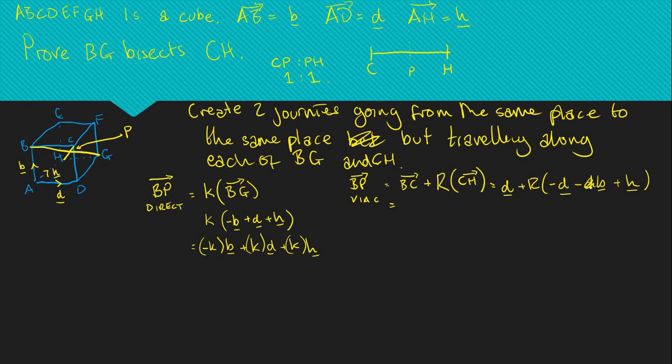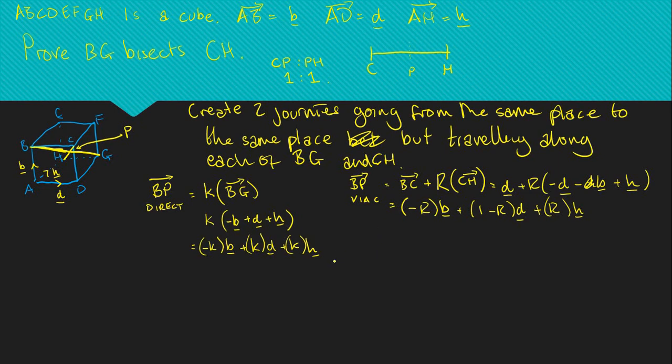So for B, we've got negative R lots of B. For D, we've got 1D and a minus R of D, so we get plus 1 minus R of the vector D, and for H we're going to get R of H. So what we've done is we've taken two different journeys to get from one point to the exact same point. We're going from B to P directly, and we've also gone from B to P via C, which means that we get a chance to use each of the intersecting lines.